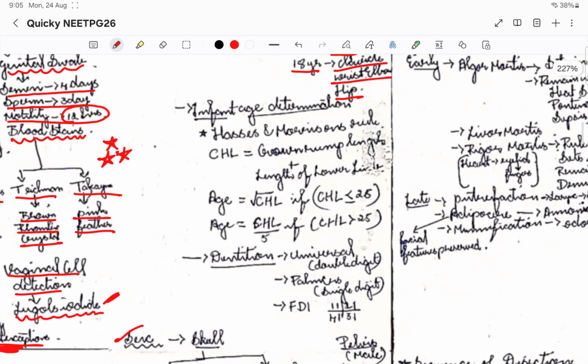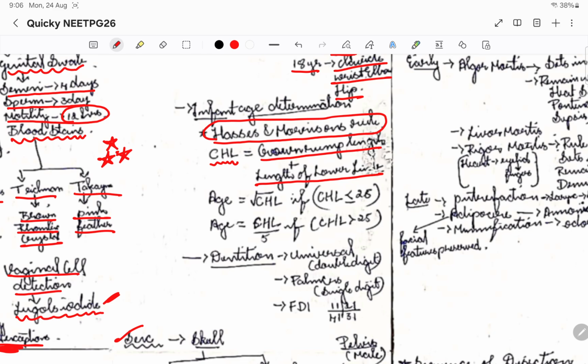Then coming to infant age determination. For some infant, we'll have to determine either the demise has happened, or for example someone has left the baby somewhere. So all these are criminal cases, right? So that is when we'll have to go for infant age determination. This is where we follow Hayes and Morrison's rule, where we'll take the CHL. CHL is nothing but crown rump length plus length of the lower limb.